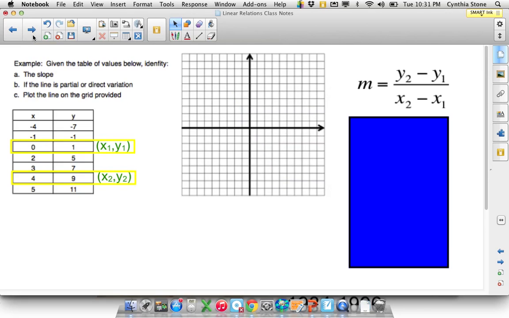So same question again. This time just a different set of data, all the same requirements for the question. I'll do it by hand, and then we'll do it in Desmos as well. Okay? So first of all, choose any 2 points.